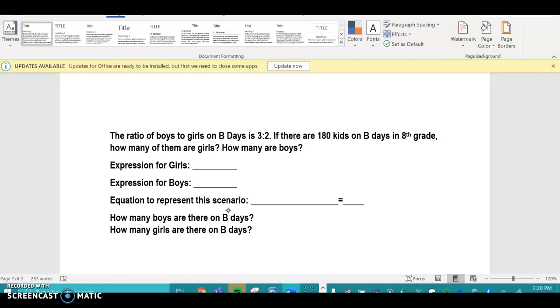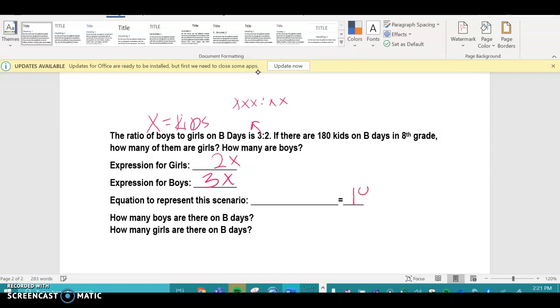So I'm going to use X for girls. And I'm going to use Y. You know what? Here's what I'm going to do. I'm going to use X for kids. Well, I know there are 3 times as many boys to girls. So for boys, I'm going to use 3x. And for girls, I'm going to use 2x.